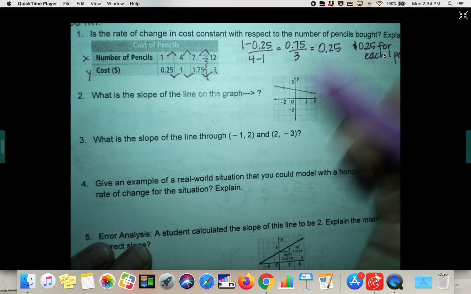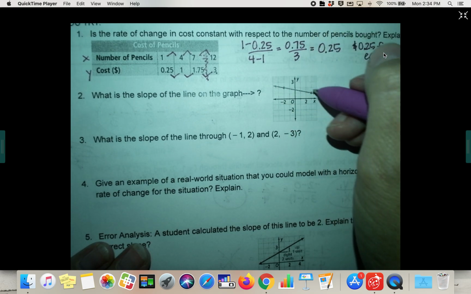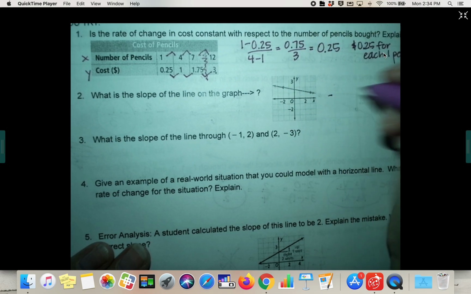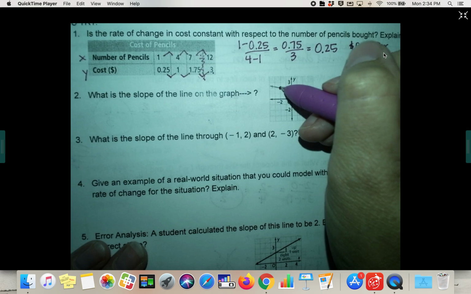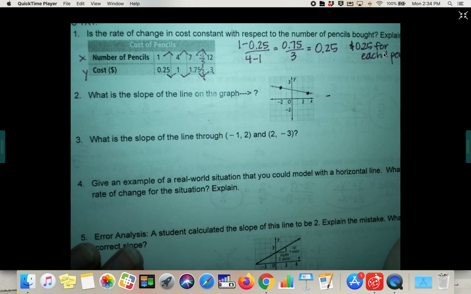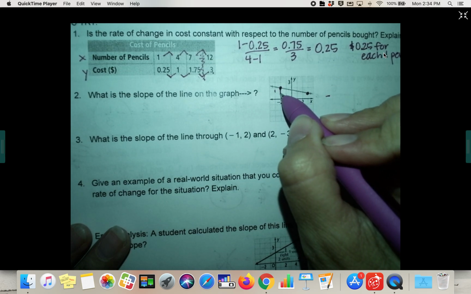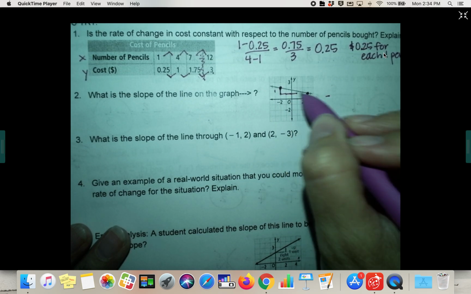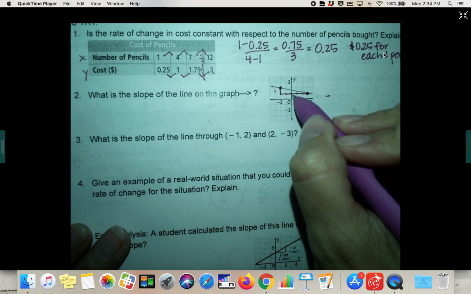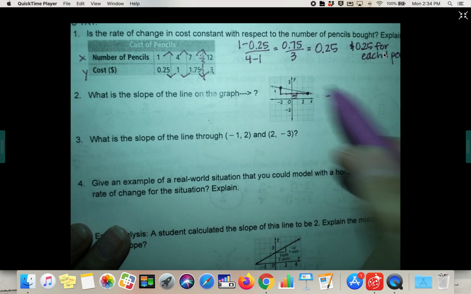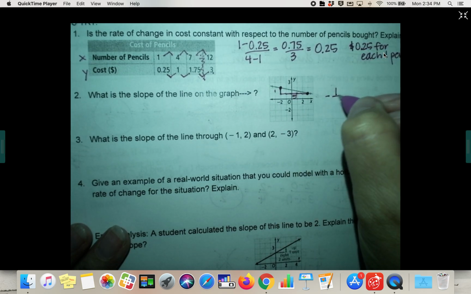All right, number 2, what is the slope of the line? I hope you saw it was going downhill. So you put a negative right there. And how many is it falling per how many does it run, instead of rise over run? It falls 1 and runs 1, 2, 3, 4, 5. So it's down 1 per every over 5. So negative 1/5 is the correct answer.